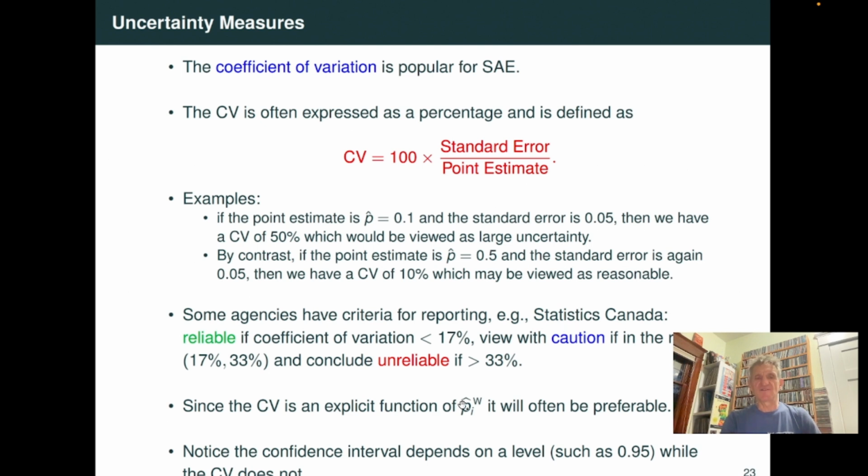And so, as I mentioned here, since the coefficient of variation is an explicit function of the point estimate, this often will be a preferable measure to the width of an interval. Because note, the confidence interval depends also on another point, which is that it depends on a level such as 0.95. We could have a confidence interval of 0.8, whereas the CV, the coefficient of variation, is independent of all that.